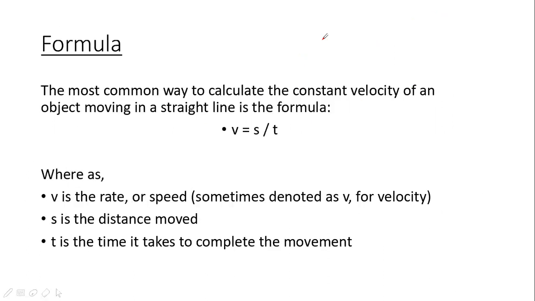The formula is written V is equal to S divided by T. You can see in the diagram v is equal to s by t. The most common way to calculate the constant velocity of an object moving in a straight line is this formula, written on the whiteboard, where v is the speed, s is the distance moved, and t is the time it takes to complete the movement.